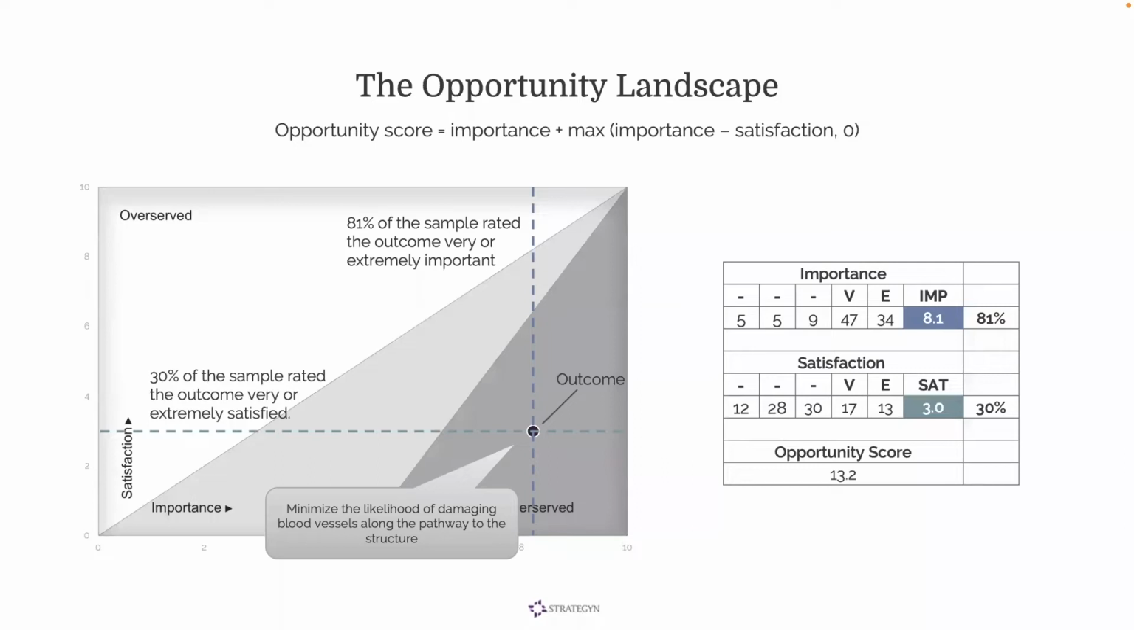then we know that that need is unmet. And we know by how much as well. We do that via this opportunity score, which can take us anywhere from a score of 0 up to a score of 20, showing us not only what needs are unmet, but by what degree as well.